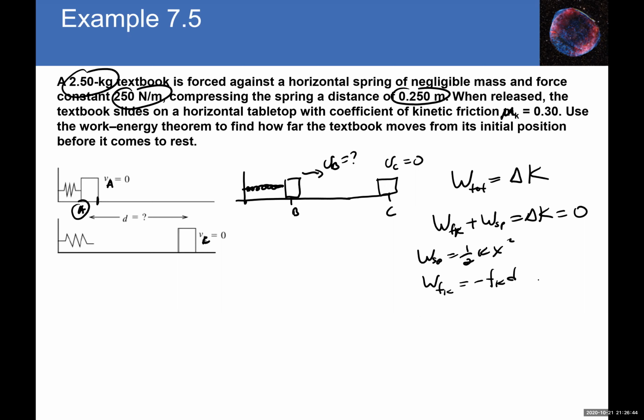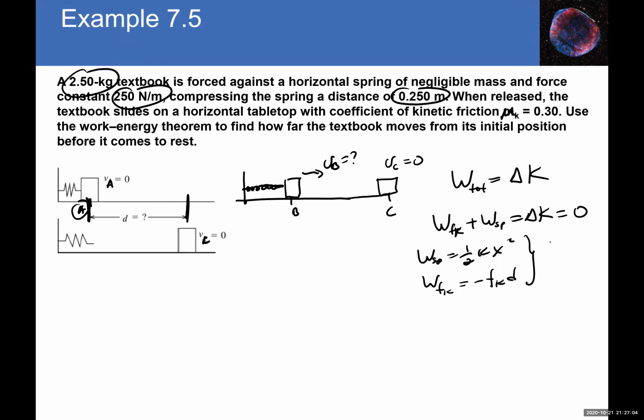So the question here is this: what is that distance d? I'm taking point A and point C from the center of the block, so it's okay. Let's take that.